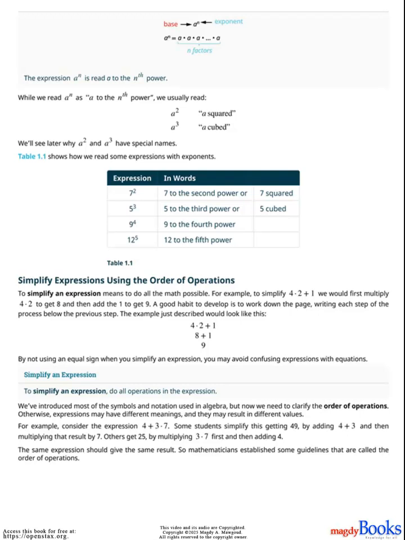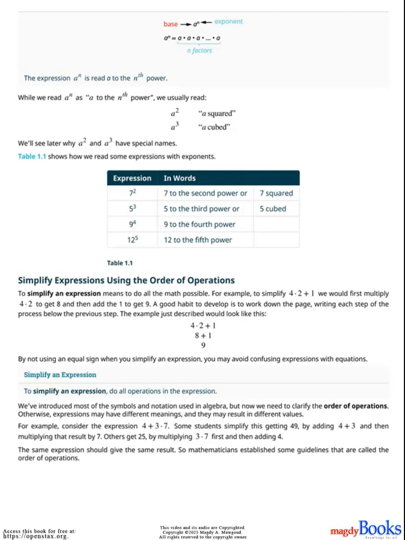4 times 2 plus 1. 8 plus 1. 9. By not using an equal sign when you simplify an expression, you may avoid confusing expressions with equations. To simplify an expression, do all operations in the expression.